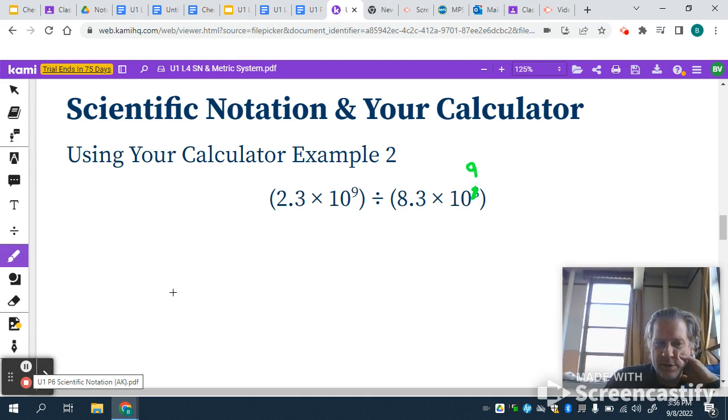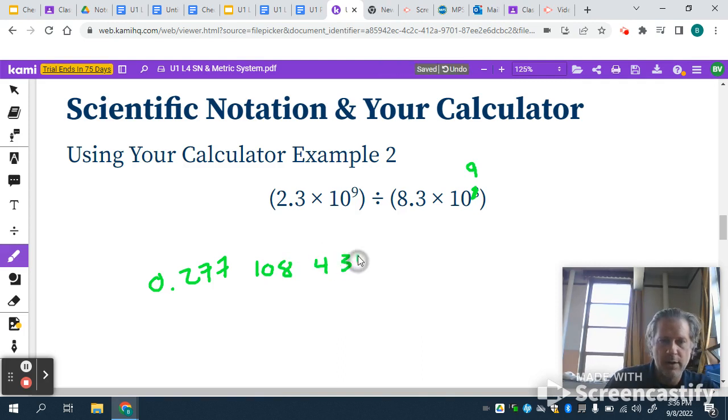Okay, so if you plug this in your calculator correctly, you should have gotten a number that was less than 1. You should have gotten 0.277108434. Now, let's talk about sig figs for a minute.